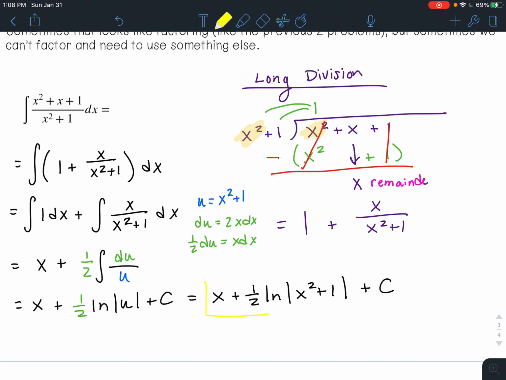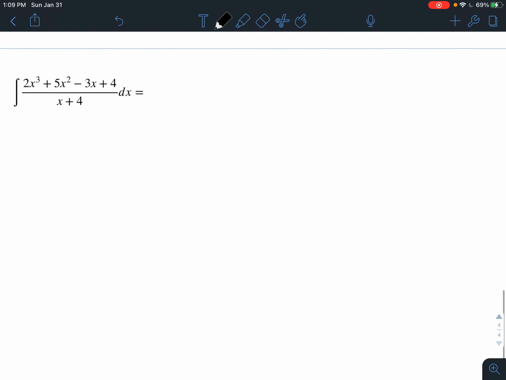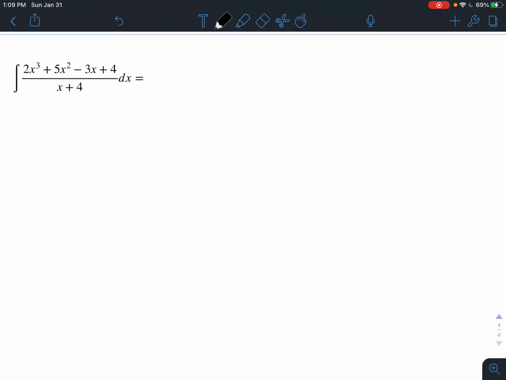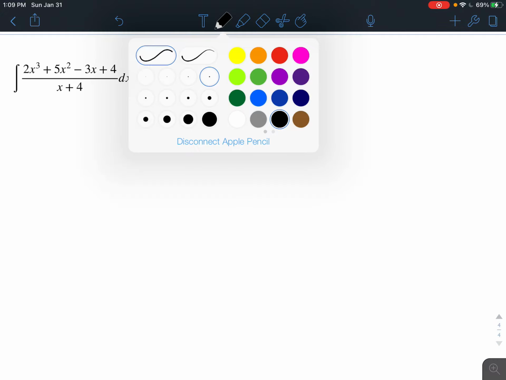So a little basic long division, and all of a sudden that became pretty easy to split up, and then just do a little bit of u sub on one of them. Let's try one more of those just to see how that works. It's not always that you have equal powers in the numerator and denominator. If you have an equal power in the numerator and denominator, or a higher power in the numerator, that signifies that you want to do division. Here we want to integrate 2x cubed plus 5x squared minus 3x plus 4 all over x plus 4. This one's really nice because you're dividing by a linear binomial and the coefficient of x is 1, so you can actually use synthetic division here.